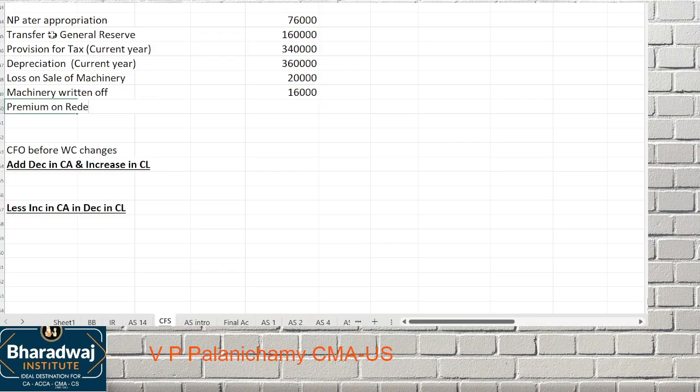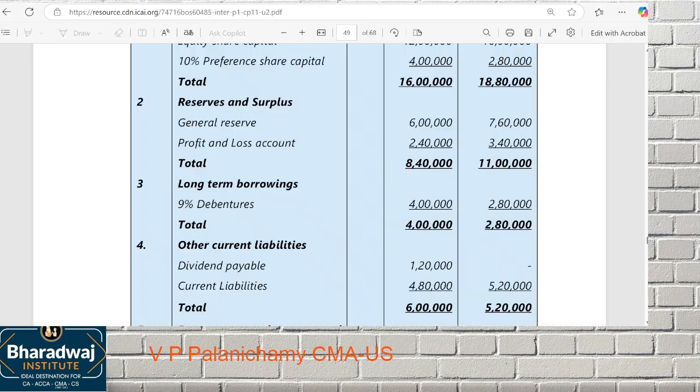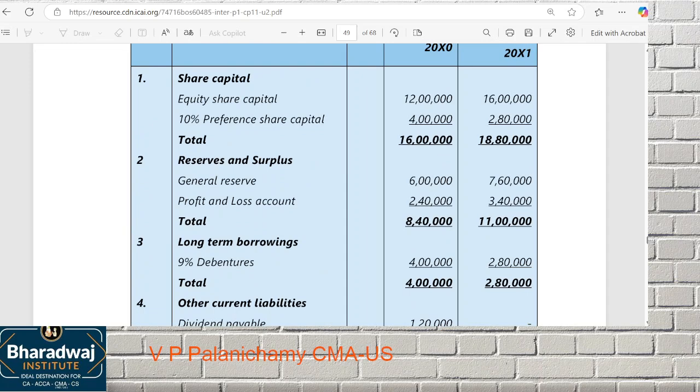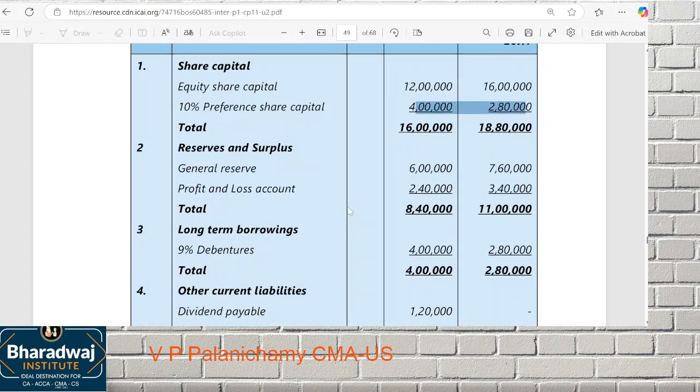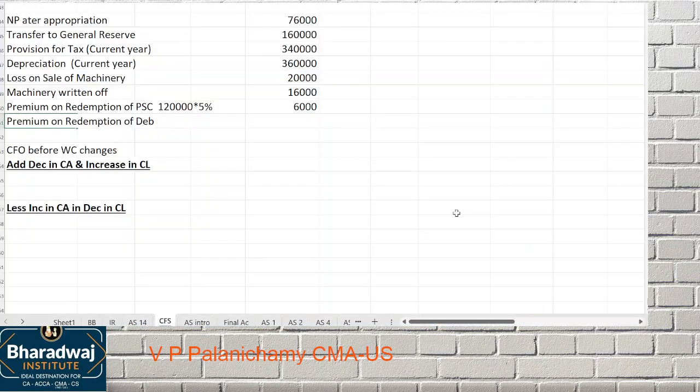Then premium on redemption of preference shares. Look at the preference share opening balance to closing balance: 4 lakh, 2 lakh 80, so 1 lakh 20 redeemed, into 5%. How much? 6,000. Then premium on redemption of debentures. How much? That is also 1 lakh 20,000 into 5%. Please remember it is redeemed at the end of the year.